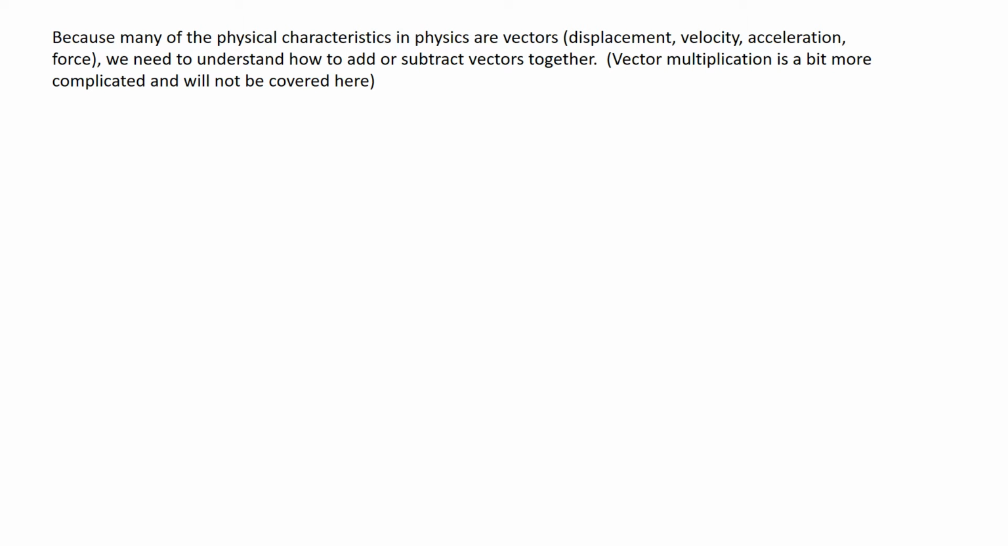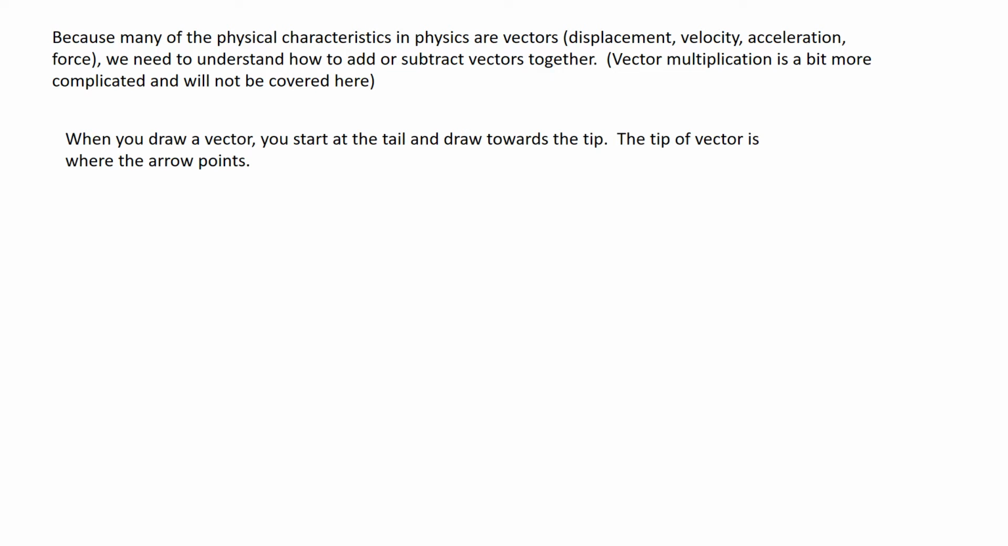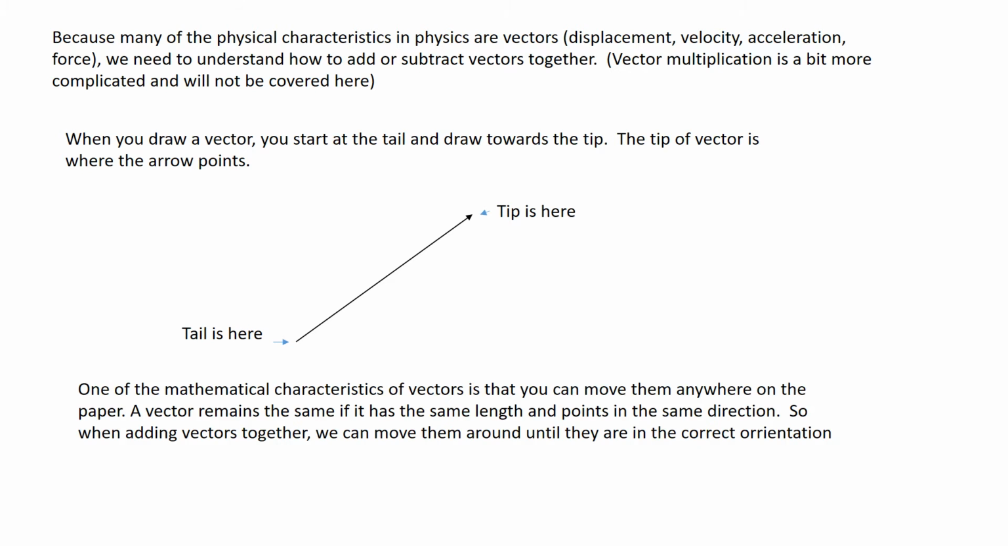Because of the many physical characteristics of vectors, displacement, velocity, acceleration, and force, we have to be able to add and subtract vectors apart or together. Vector multiplication is a little bit more complicated. Maybe we'll talk about that later. When you draw a vector, you start at the tail and draw towards the tip. The tip of the vector is where the arrow points. So here's a typical vector pointing up to the right. The tail is right here, and the tip is right there.